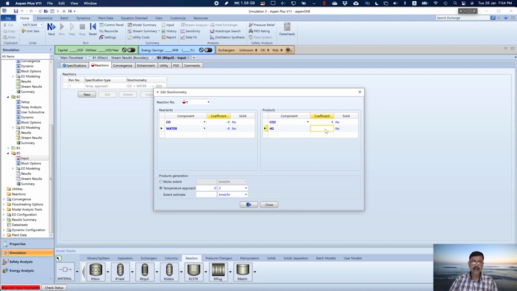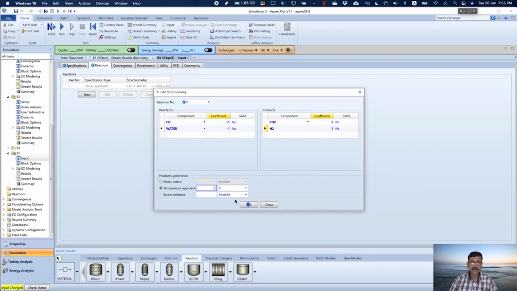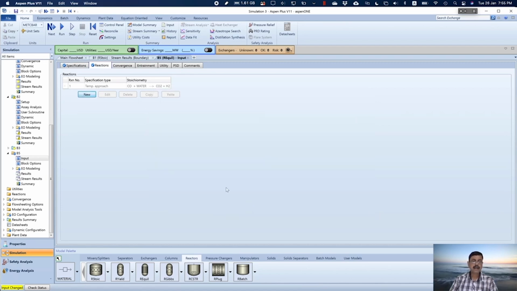Here we have to determine the products by specifying temperature approach to equilibrium. Here one data has been given, 253 degrees centigrade approach temperature for R equilibrium. So 253 degrees centigrade, if we give as an approach temperature and run, let us see what happens in the results block. So the results are available.